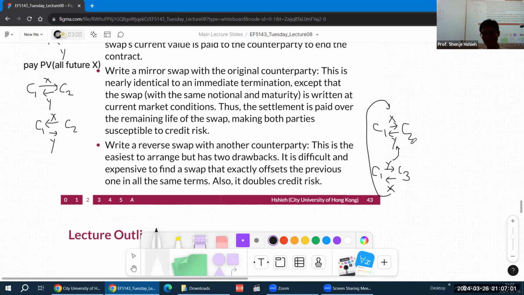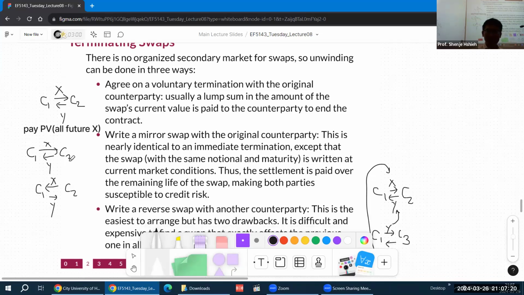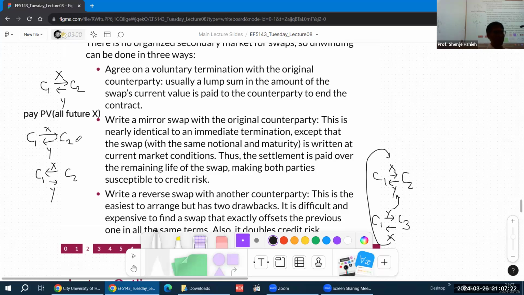All right, so to summarize what you can do to terminate swaps. If possible, I guess the best outcome is you can buy out your position, right? You just sell your position to C2, pay a lump sum, and you walk away. Done, right? You've unwound.